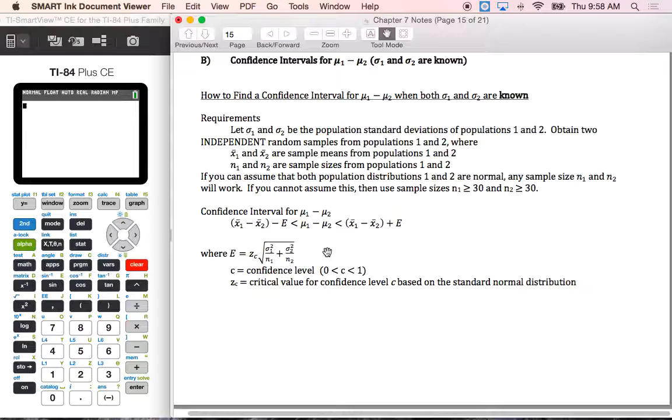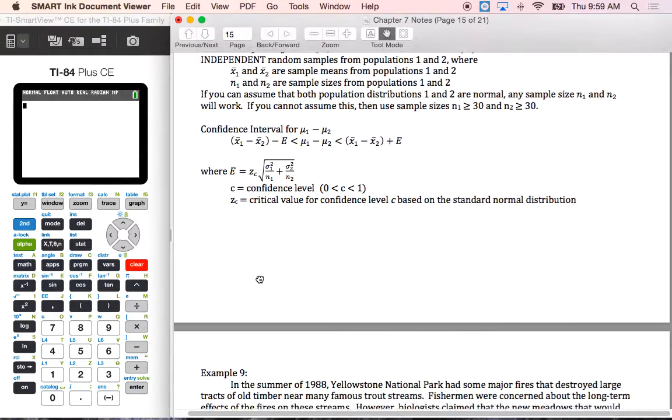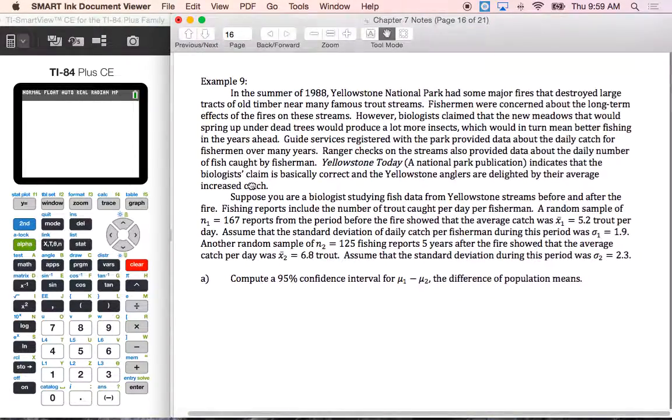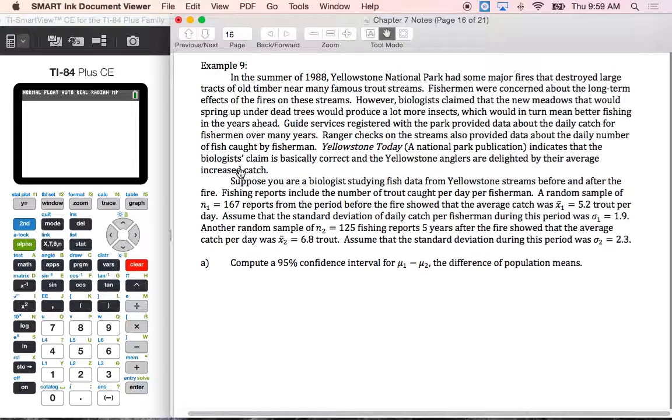Now, obviously, for both of these, you still have to have your n's being bigger than 30, or they have to tell you that you have a normal distribution. Now, you're going to be given some long story problems with these, so I would highly suggest that you underline, highlight the important parts, because sometimes they might give you paragraphs of reading, but you just need the numbers. So the important things that we are going to need are the x bars, the sigmas, and the n's to go through these.